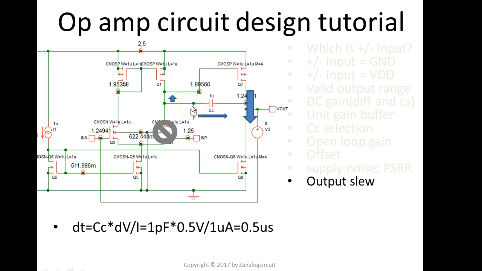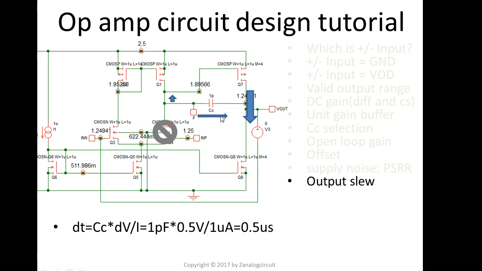Since we know, relatively speaking, this node, the drain of Q1, doesn't change too much when you compare it with the output voltage, right? The output voltage is going to jump by how much? 0.5 volts. 0.5 volts here, very little change here. Here's the current.